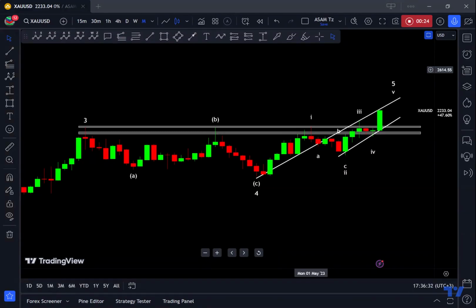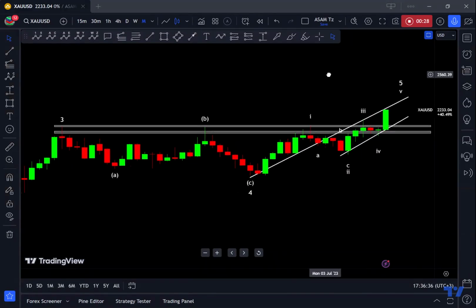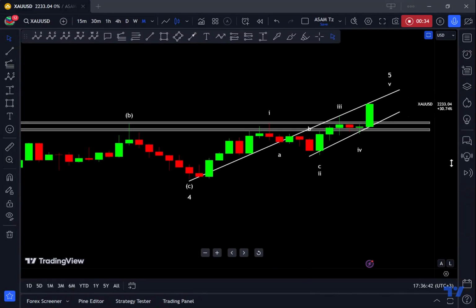Basically, I provide the overview. So make sure that you do your own analysis, at least to add factors of confluence, and also watch analysis from other traders before you make trading decisions.